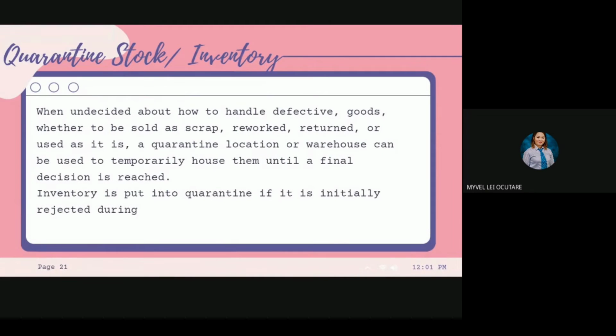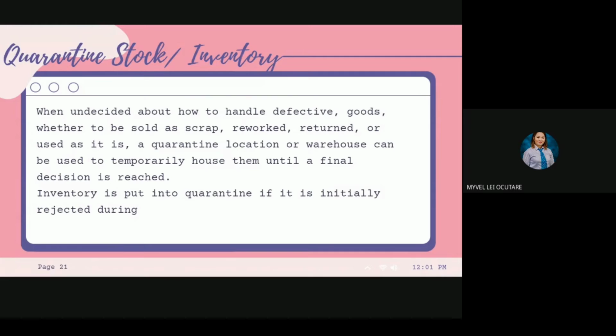Quarantine stocks or inventory. When I decided about how to handle defective goods, whether to be sold as scrap, reworked, returned, or used as it is, a quarantine location or a warehouse can be used to temporarily house them until a final destination is reached. Inventory is put into quarantine if it is initially rejected during.